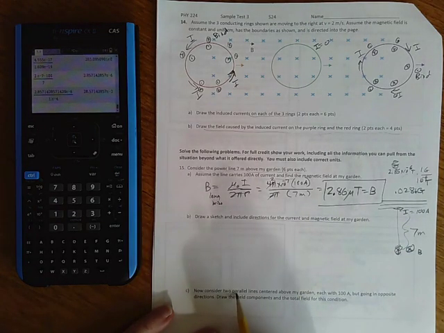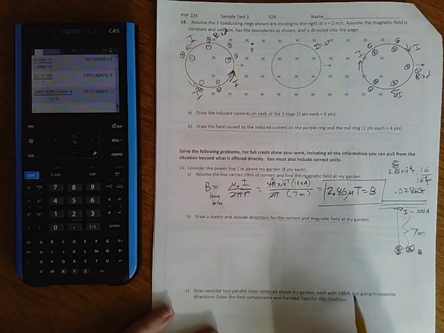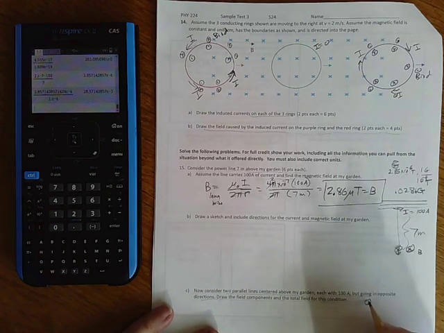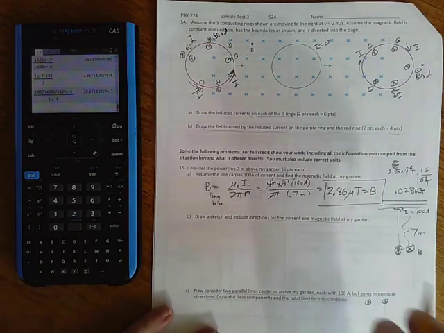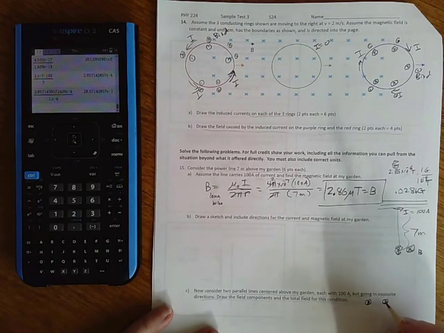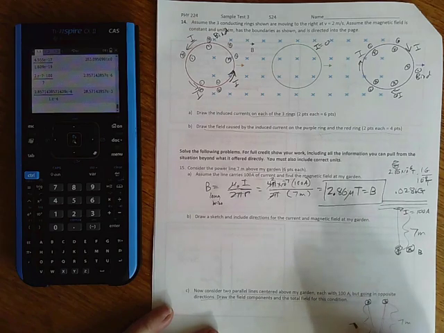All right, now consider 2 parallel lines centered above my garden, each with 100 amps, but going in opposite directions. Draw the field components and the total field. So now we're going to have one power line here. I'm going to draw it at a different angle here, looking straight on the lines going into and out of the page. My garden down here. I guess we can just assume these are both still 7 meters, so it's going to make a little bit of a triangle here, some distance apart that wasn't given.